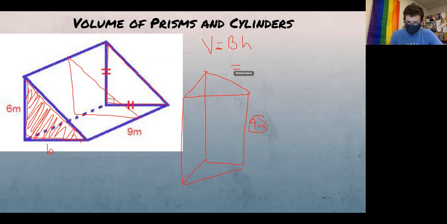So knowing this, what values can we already put in? Well, I could put in the 9. What would the 9 be? The area of the base or the height? The height. So I can already plug this in, 9 meters. What I don't know yet is the area of the base.